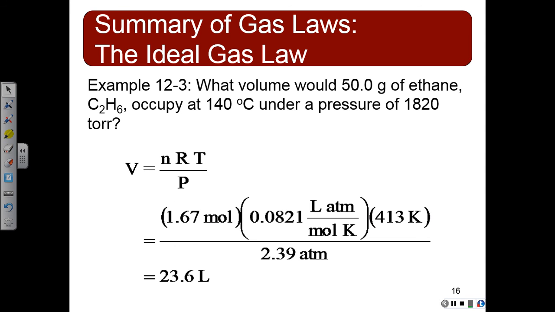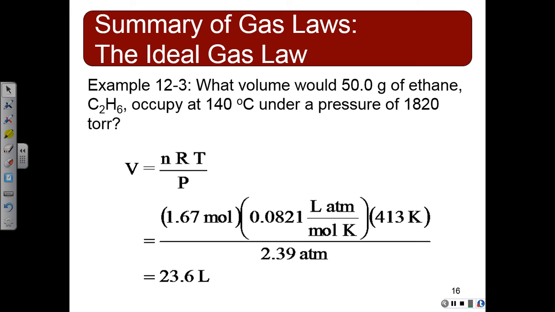So here's a good example. It wants to know what volume 50 grams of ethane gas would occupy at 140 degrees C under a pressure of 1820 torr. This is not really a hard one, but we have to convert everything we're given because it's not in the correct units. I did this on purpose so you would see how you have to convert.